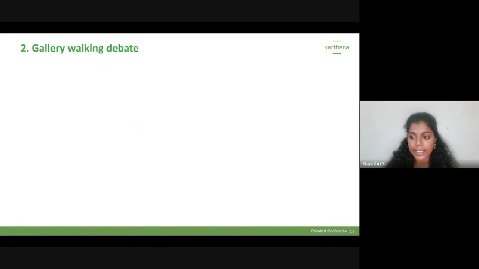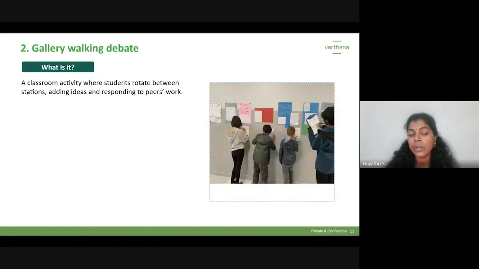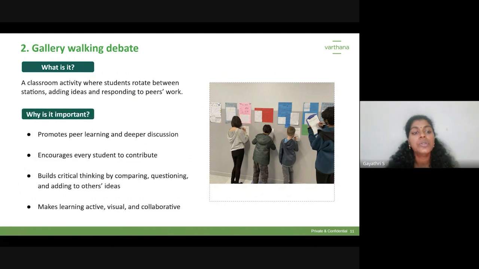Gallery walking debate. As the name says, this is a group activity where the students rotate between stations where they add ideas and respond to their peers' work. I'll tell what it exactly is. So why this is important, or what benefit it brings to your classroom, is that here children learn from their peers, and this activity encourages deeper discussion, like going beyond the textbook lines.